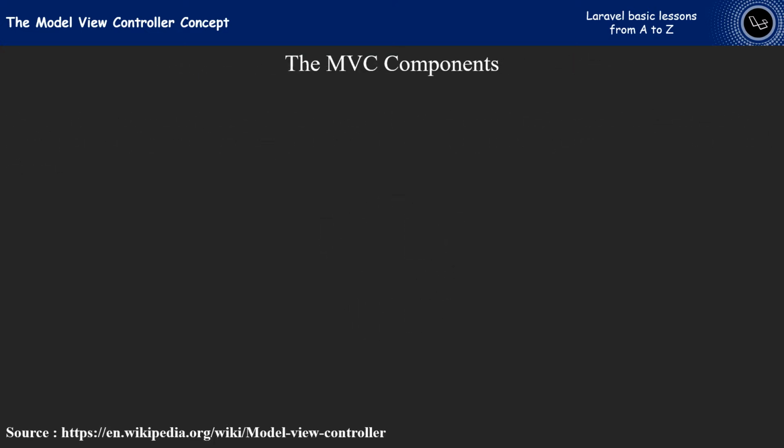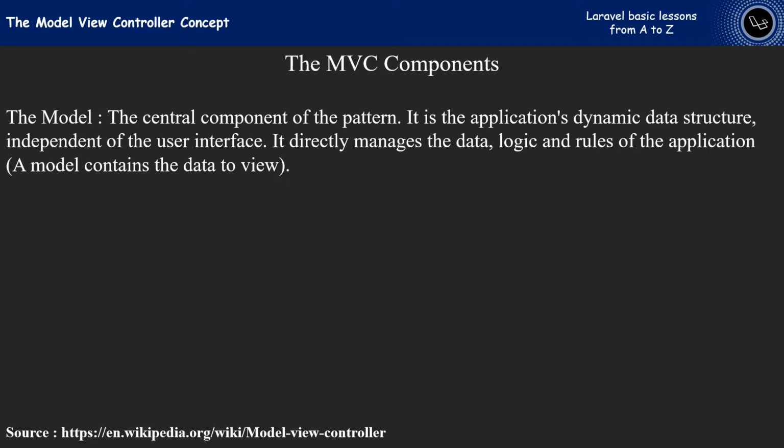The MVC components. The first thing you have is the model. And what is the model? The model is the central component of the pattern, and it is the application's dynamic data structure independent of the user interface. It directly manages the data, logic, and rules of the application. In short words, we're going to say a model contains the data to view. There is nothing special about it. A model just contains the data to view.